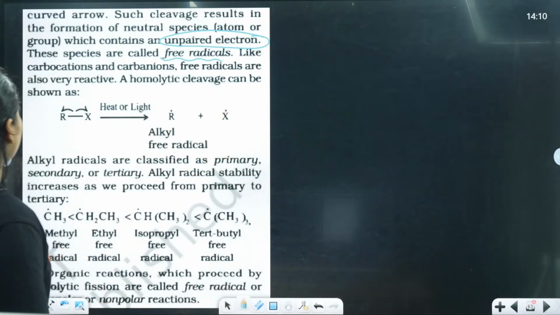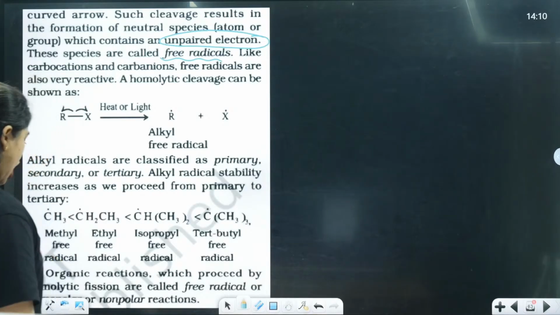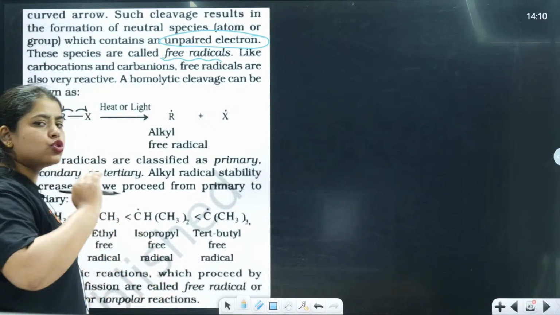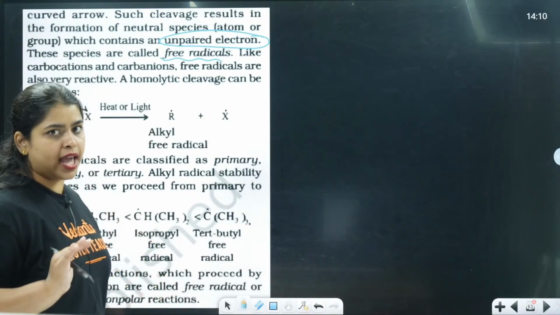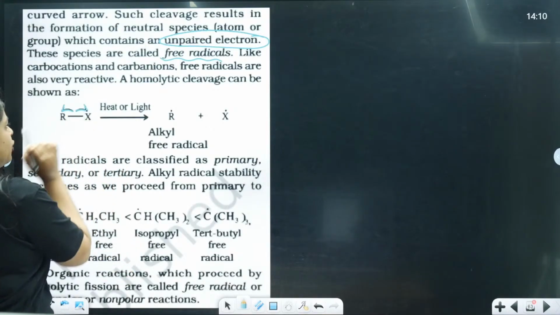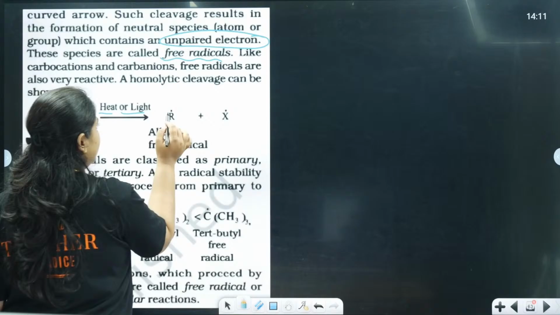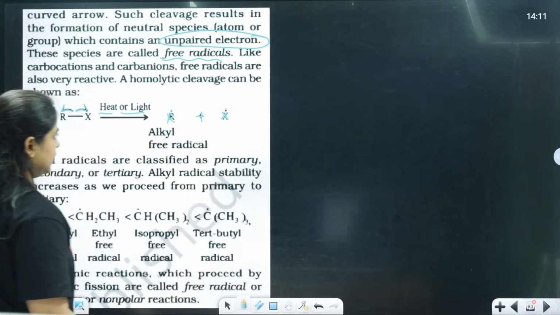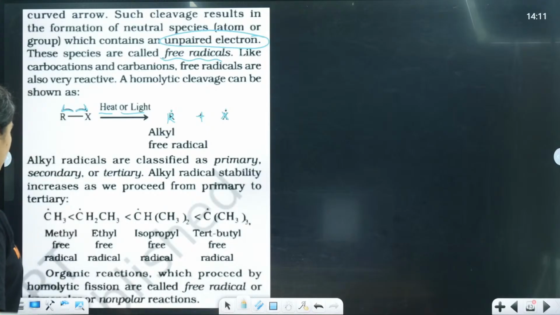Clear? And they are also very reactive, and homolytic cleavage can be shown as follows. So how will the homolytic cleavage be shown? With the half-headed arrow. All the half-headed arrows are going to be homolytic. This is how it's going to be. By heating or by light, it gives the electron, half went here, half went here. Alkyl free radical. Done.